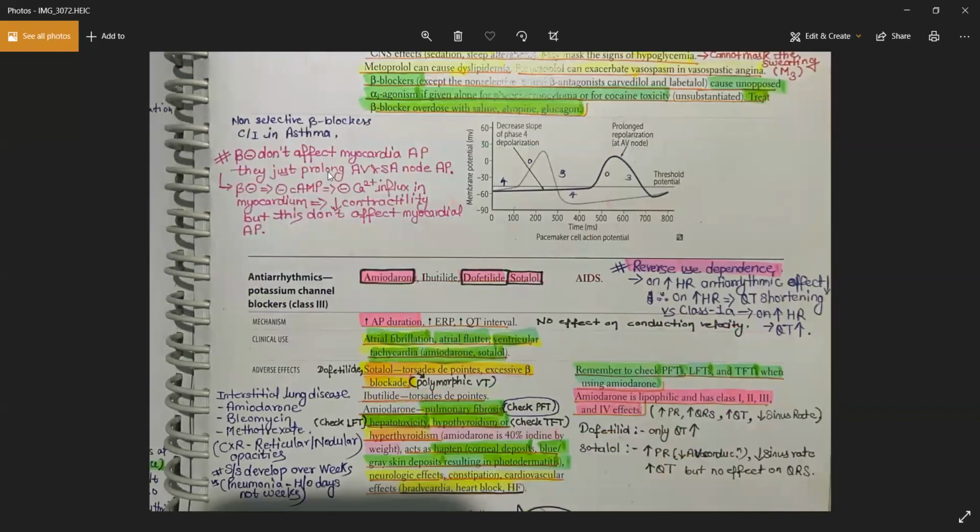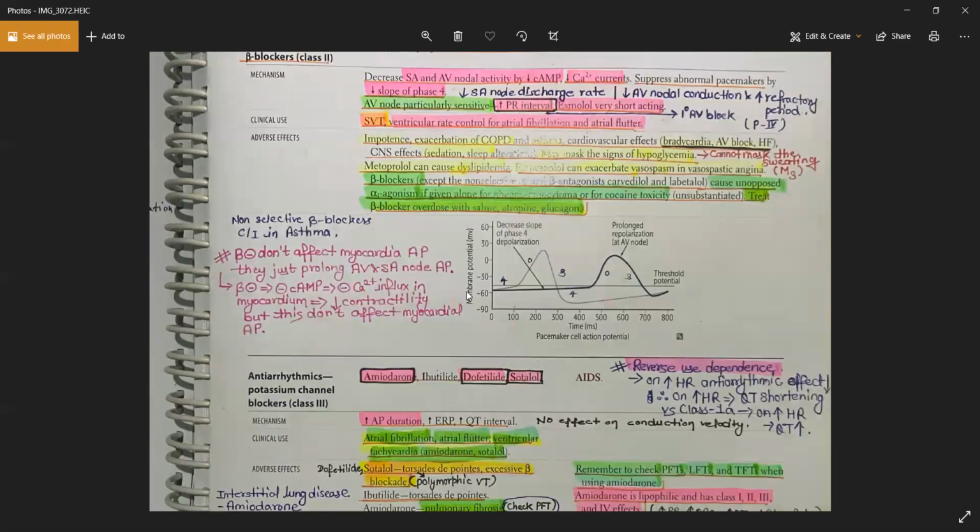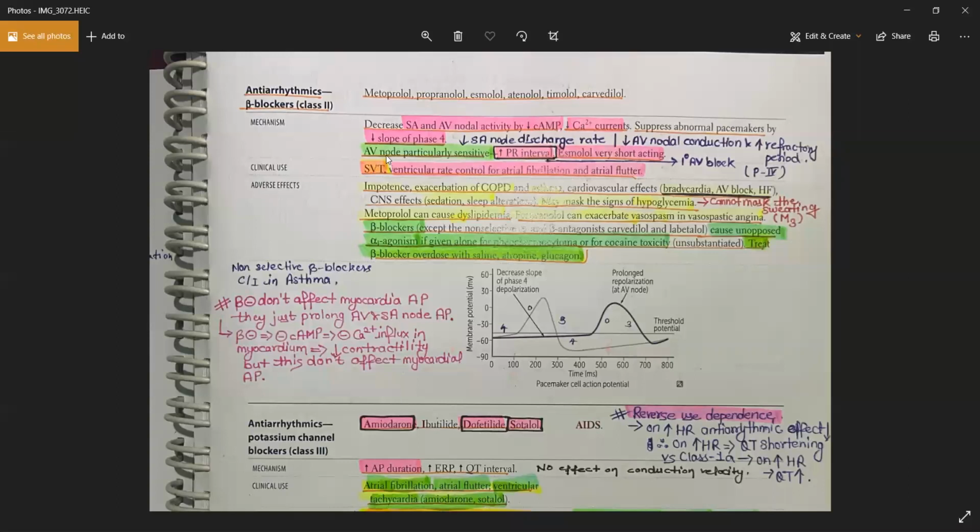And please remember, they do not have any effect on the myocardial action potential. Although they are acting on the myocardium and inhibiting the calcium channels, the calcium influx, they just decrease the contractility in the myocardium. As you can see, they are used for supraventricular tachycardia, atrial fibrillation and atrial flutter. They are not used for ventricular tachycardias because they have no effect on the rate of ventricular contraction in case of ventricular tachycardias. They have major effect only on the SA node and the AV node.